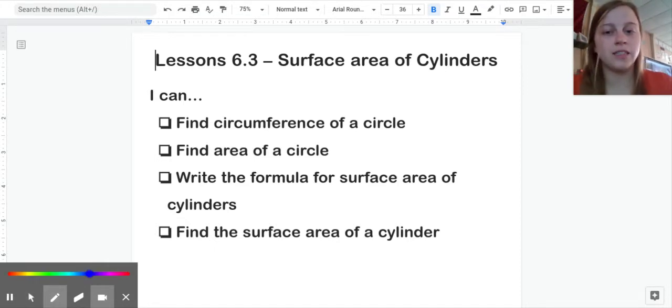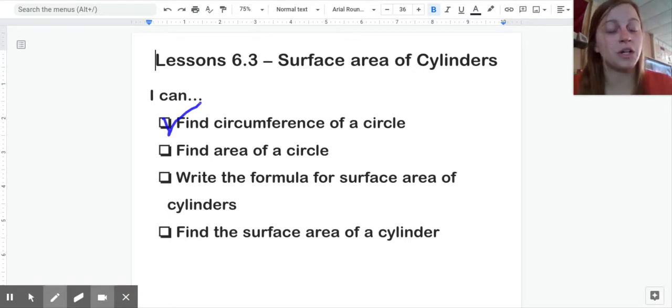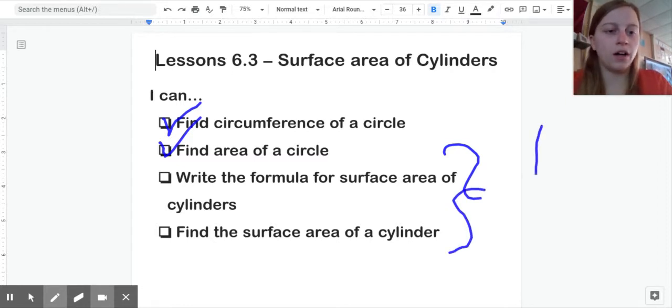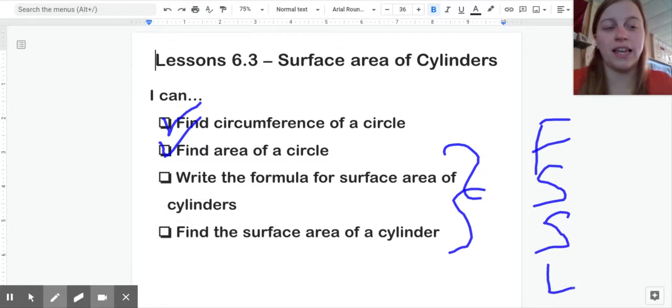When I look at this list here, finding circumference is what we did yesterday in 6.2b. Finding area of circles is what we did in our Chapter 6 opener. So really the only new thing we're learning today is formula for surface area and finding surface area. We're really going to be using those steps of did you show formula, did you substitute, did you solve, and did you label today. And really, you're just getting a new formula. The rest we've been doing.